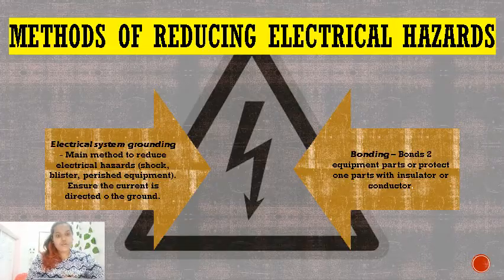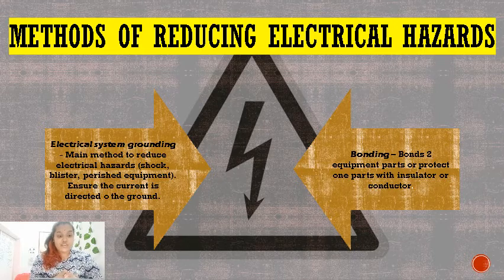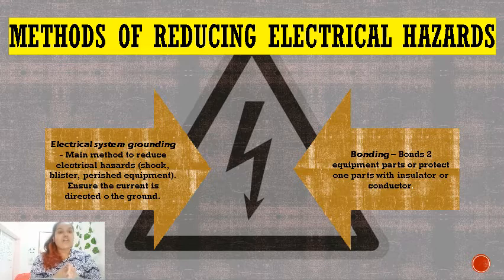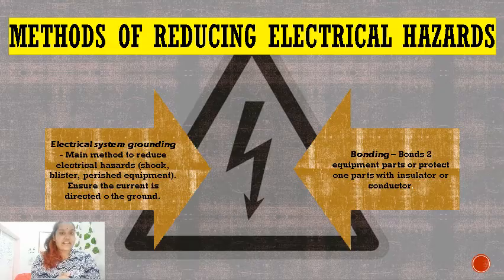Now we're going to talk about methods of reducing electrical hazards. We have two. First is electrical system grounding, the main method to reduce electrical hazards like shock, blisters and breached equipment; it ensures the current is directed to the ground. Next is bonding, which bonds two equipment parts or protects one part with an insulator or conductor. These are the methods of reducing electrical hazards.